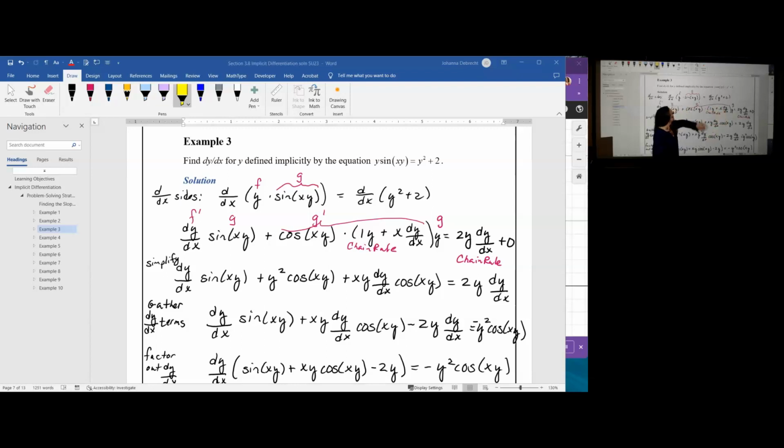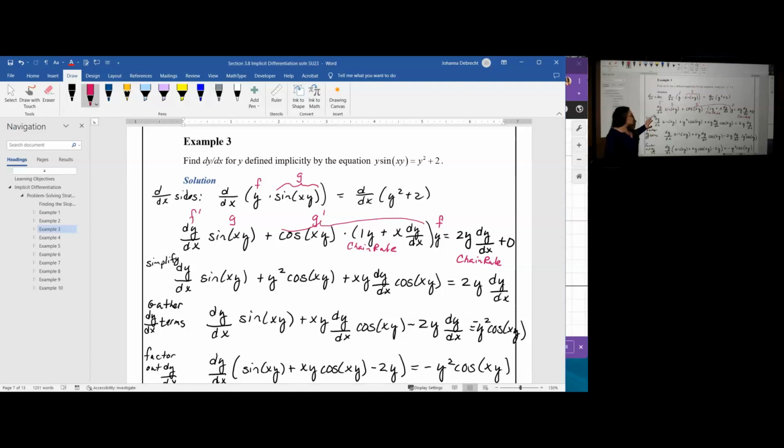dx. Then I have to multiply this by, g prime, this should be f. I think I got a little carried away with my g's. There's my f. And then all of that multiplied by y. On the right, this is chain rule. The power 2 is the outside function, y is the inside, 2y dy dx, and the derivative of the constant 2 is 0.